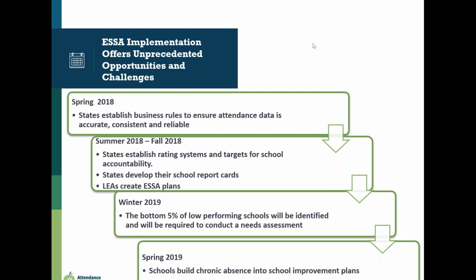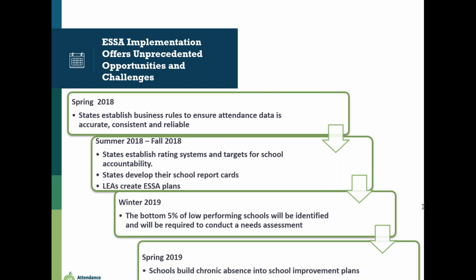Now people are also moving pretty clearly into, once I know what the metrics are, what the measure of chronic absence is, how are we going to establish targets? How are we going to incorporate that? What's the weight that that's going to take?